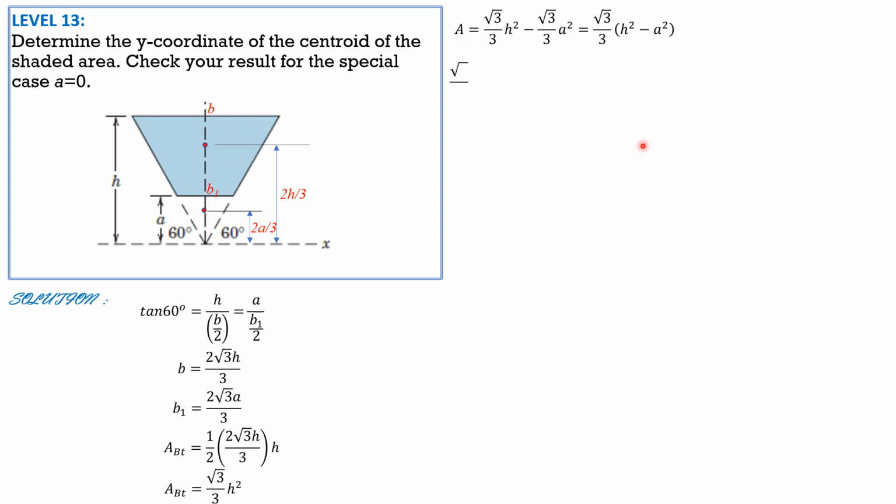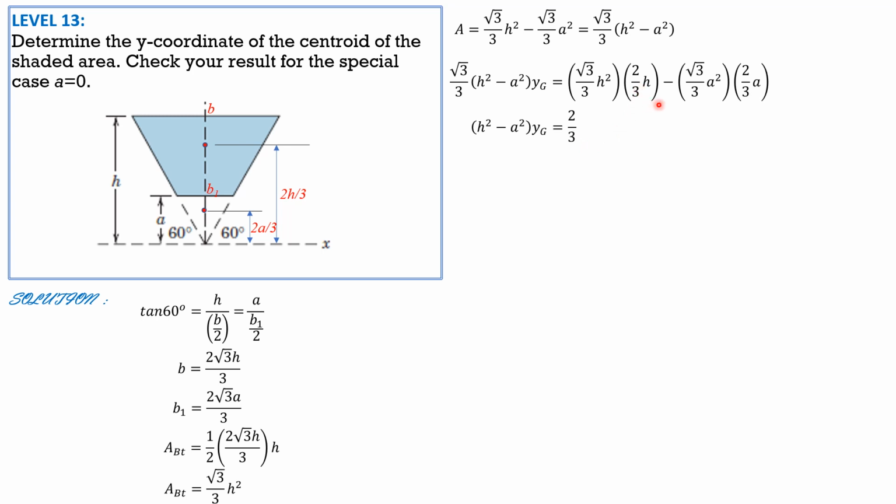Applying Varignon's theorem, square root of 3 over 3, quantity H square minus A square, times YG equals area of big triangle, square root of 3 over 3 H square, times 2/3 of H, minus square root of 3 over 3 A square times 2/3 of A. Cancelling out square root of 3 over 3, we have quantity H square minus A square YG equals 2/3 of H cube minus 2/3 of A cube.